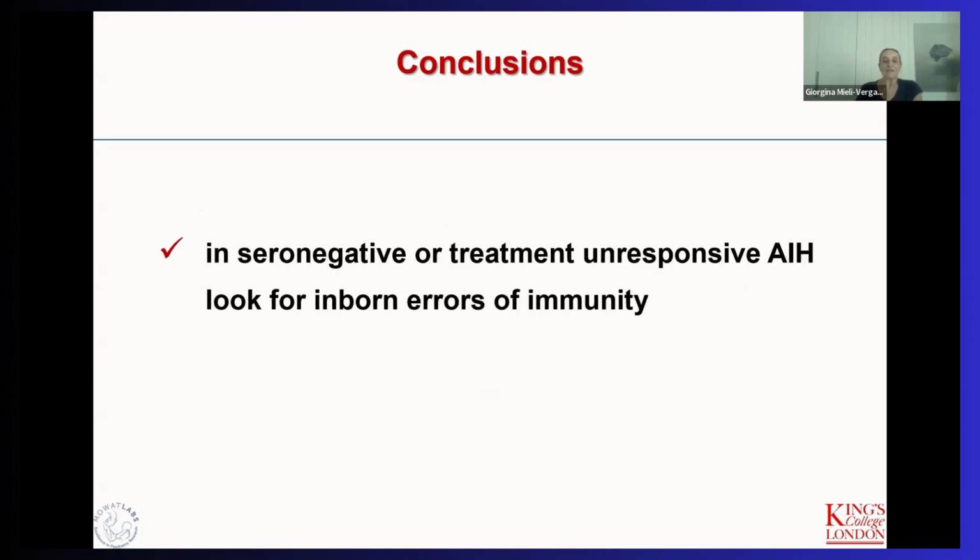And if an autoimmune hepatitis is seronegative or unresponsive to treatment, think of inborn error of immunity and look for them, because I think that quite a number of patients with this condition, so seronegative disease or disease that doesn't respond well to treatment, might very well have an inborn error of immunity, which needs to be treated in a different way.